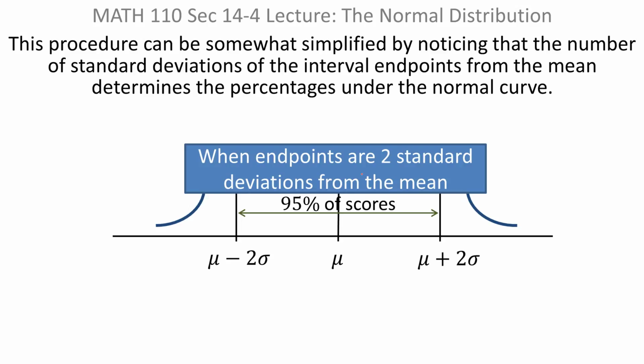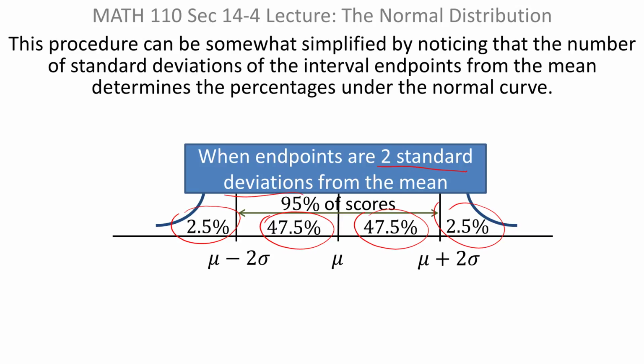If you're two standard deviations from the mean, you get 95% of the scores in here. That 95% is cut in half at the mean, so that means 47.5% to the left, 47.5% to the right, not counting the tails. That leaves another 5% to be split between the tails. So that tells you that 2.5% goes on the left tail and 2.5% goes on the right tail. And again, if you add up all these numbers, you've got your entire 100%. That's the way the percentages break up when you are two standard deviations from the mean.